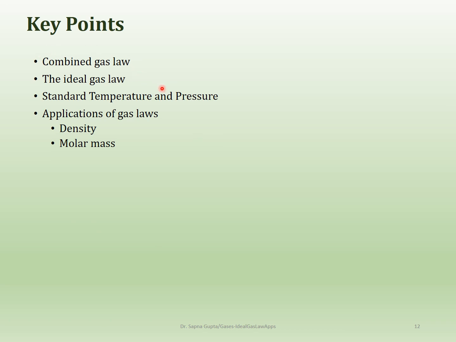As you saw, we learned about the combined gas law and the ideal gas law. To use the ideal gas law, you may have to use the standard temperature and pressure in some cases, so you should know those values. Usually I give them to you, but they're pretty straightforward. Pressure is 1 atmosphere and so on. And then finally, in the application of gas laws, we learned about 2 applications. One was the density, and one was calculating the molar mass of an unknown gas.